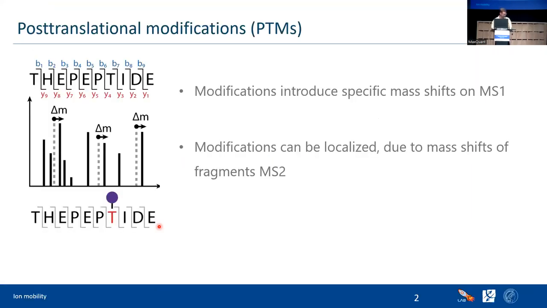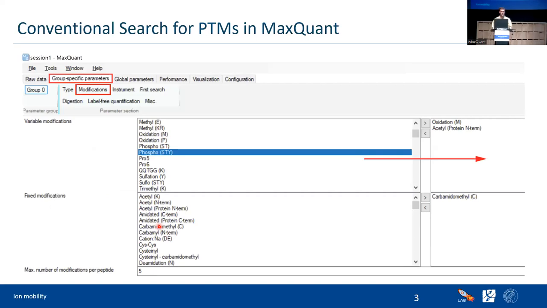So in general, the signal of modifications is reflected in mass shifts. Those mass shifts you can observe in MS1 spectrum or MS2 spectra. Moreover, depending on which amino acid was modified, different parts of ion series will be shifted in MS2 spectra, thus allowing us to localize the modification. Using this information, MaxQuant can search for modifications in conventional Andromeda search.